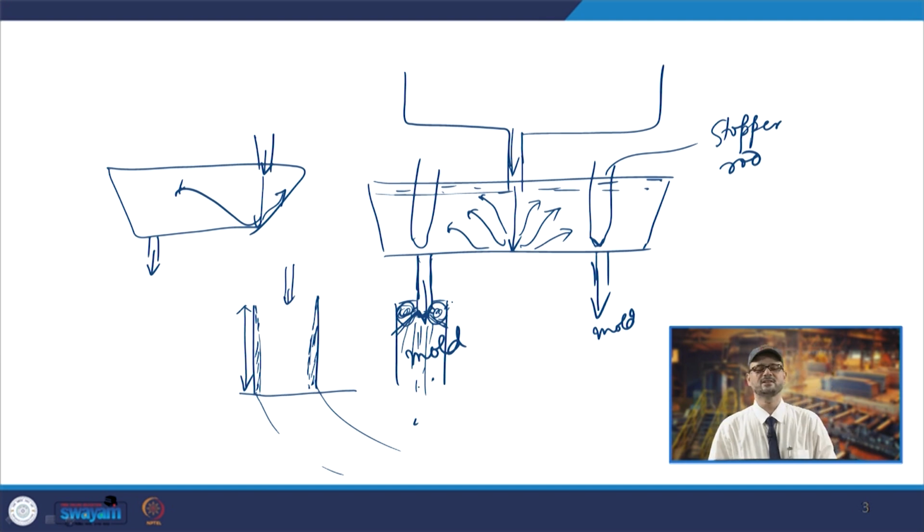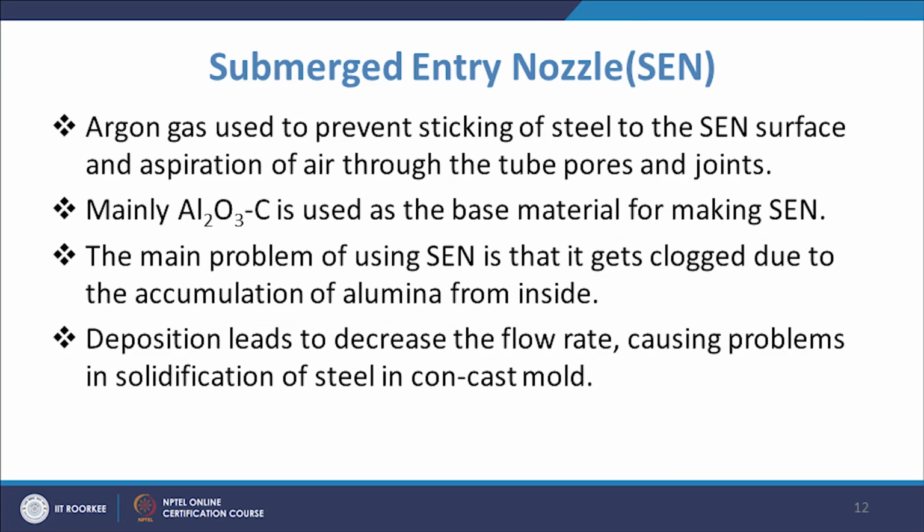That is because of the submerged entry nozzle, which is closed from one end, and another end will be from the tundish, it will be coming down. So, it is on one end on the tundish, another is in the mold.